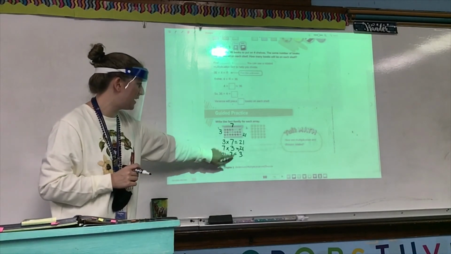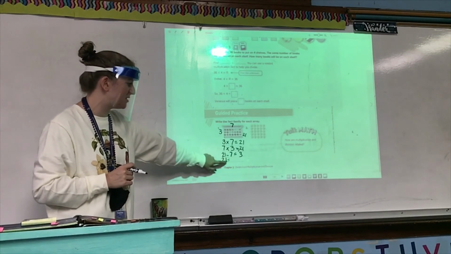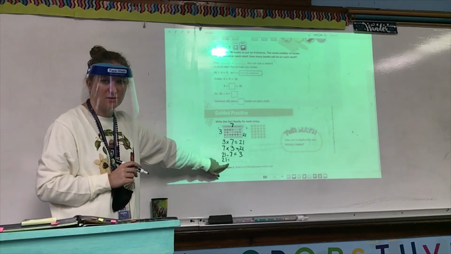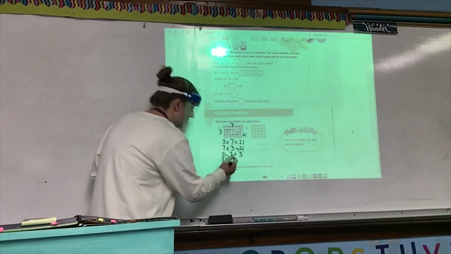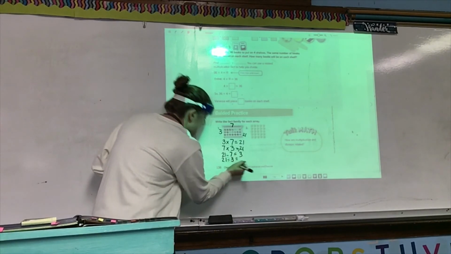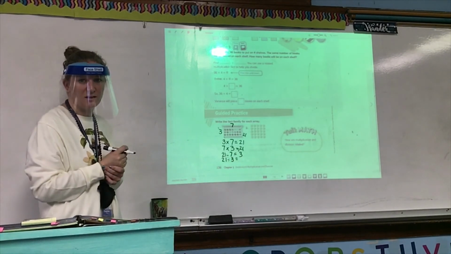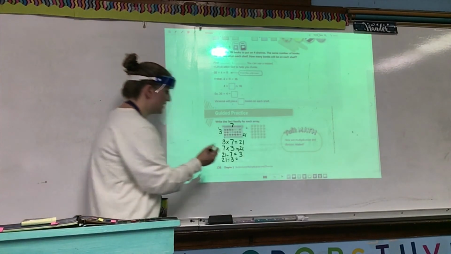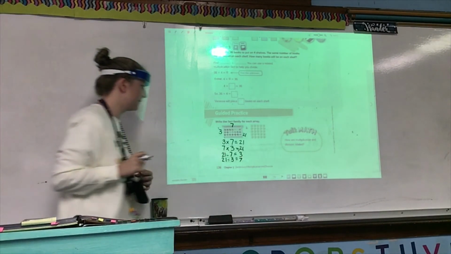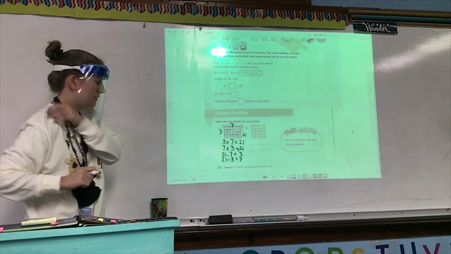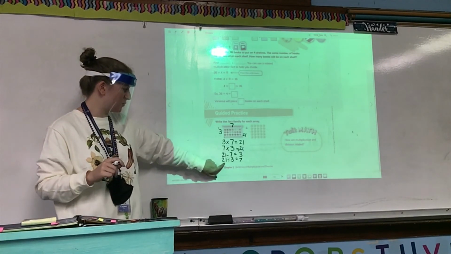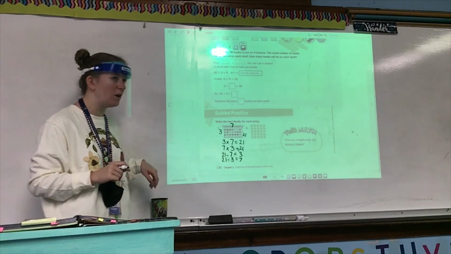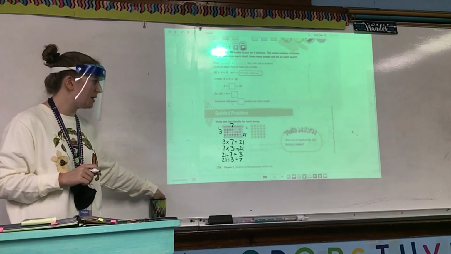We already divided by the number of columns, so now we have to divide by the number of? Rows. Which is? 3. And our answer is going to be the number of? The number of columns. Which is? 7. Very good. Okay, so we have our dividend of 21, our divisor of 3, and our quotient of 7. Okay, number 2.